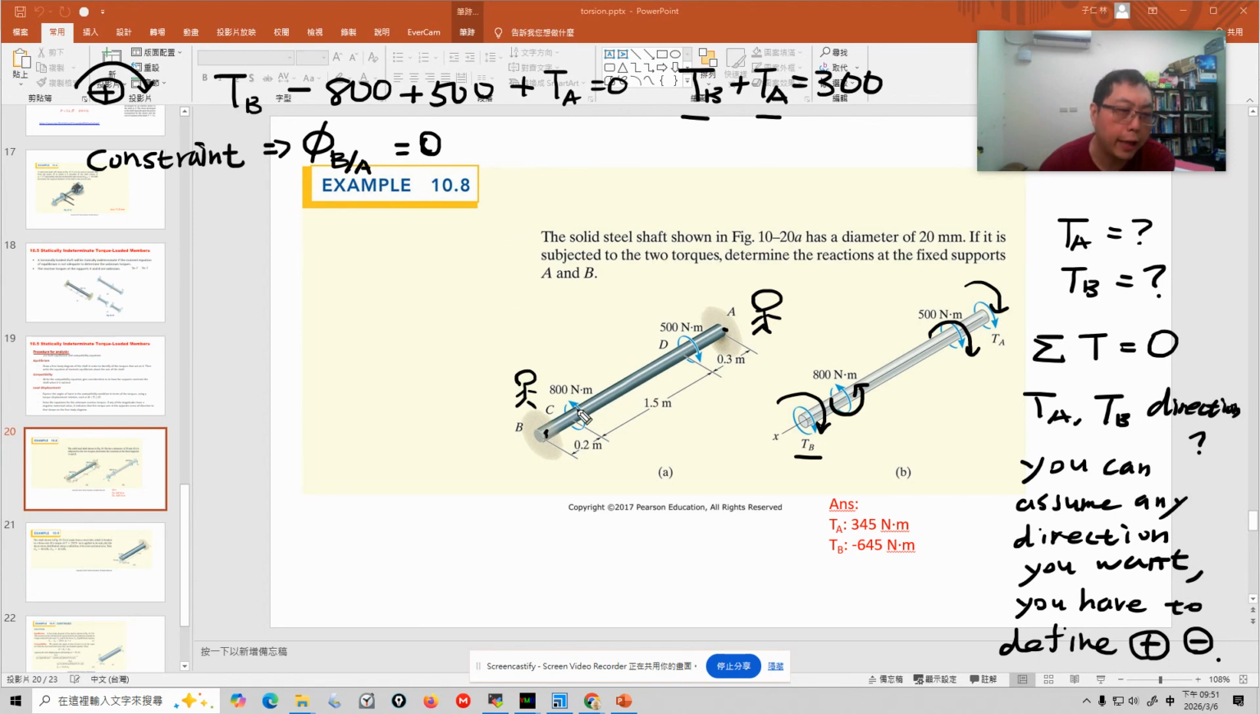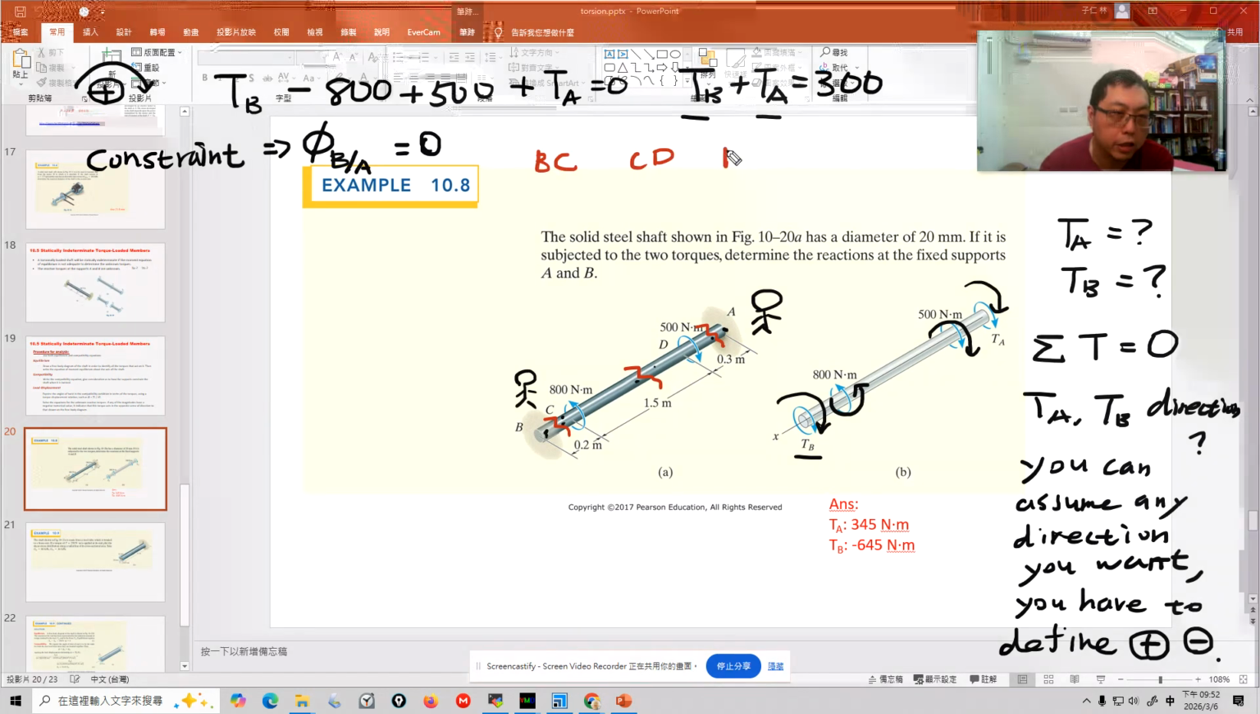In this problem we also have many sections, because there is a torque at position C and also a torque at position D. So this system has three sections. Let me draw them: these three sections. We have the BC section, the CD section, and the DA section.